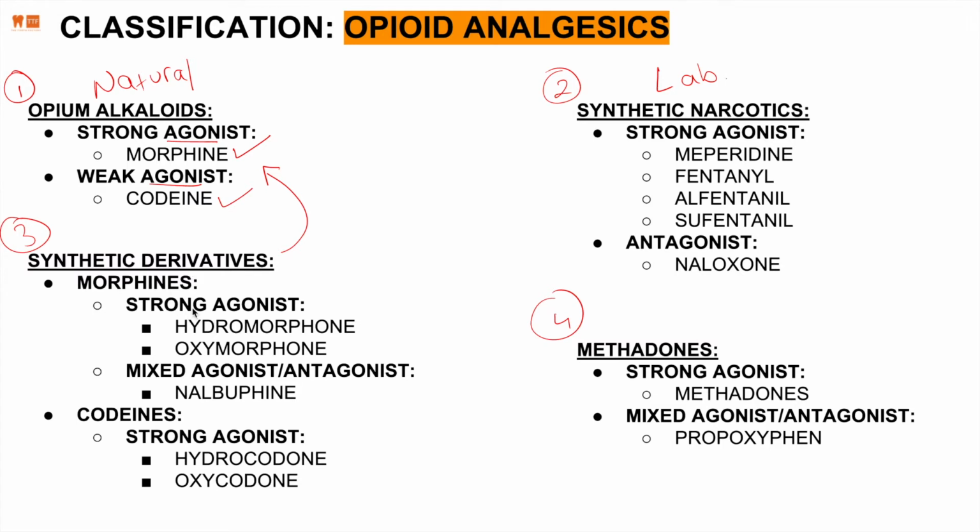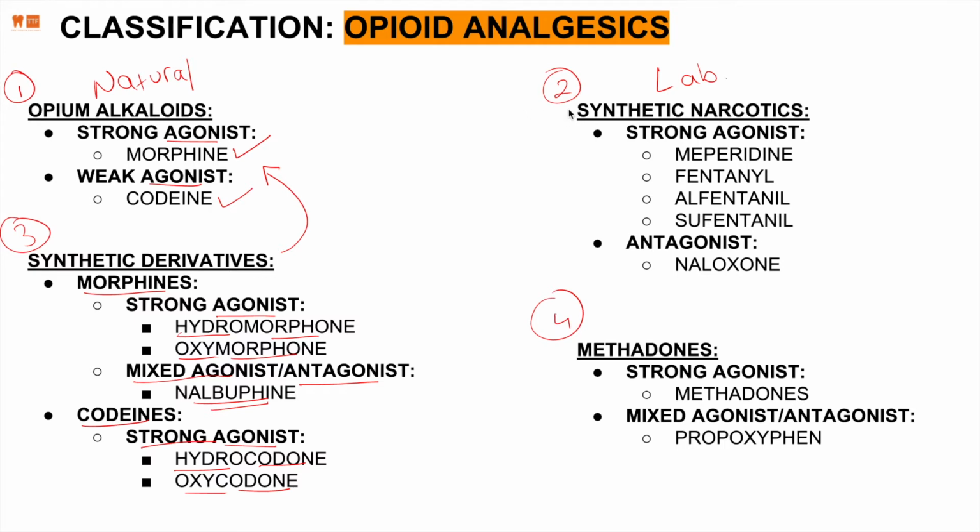Synthetic derivatives and synthetic narcotics sound very similar, right? But again, synthetic derivatives are part of natural, because they're from morphine and from codeine. It's their families. So let's meet the children of morphine. As the parent, it has strong agonist qualities, and they're known as hydromorphone and oxymorphone. These are the siblings. Then there is a mixed agonist and antagonist called nalbuphine. The codeine family also has hydrocodone and oxycodone. These are the siblings of the codeine family.